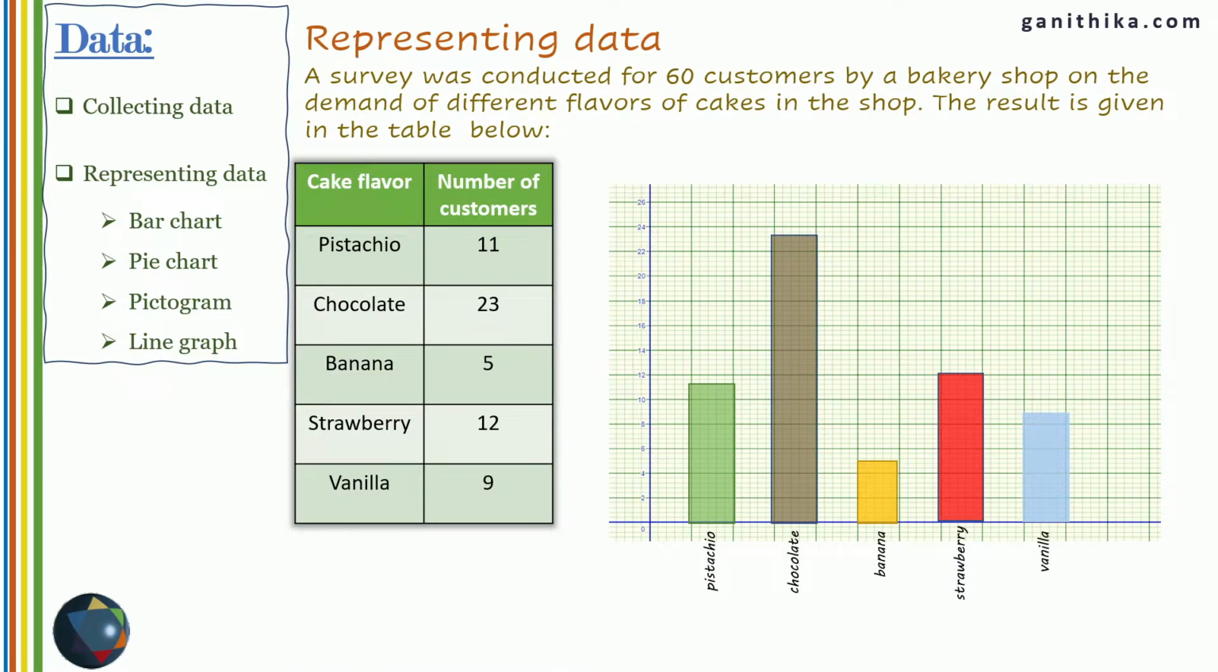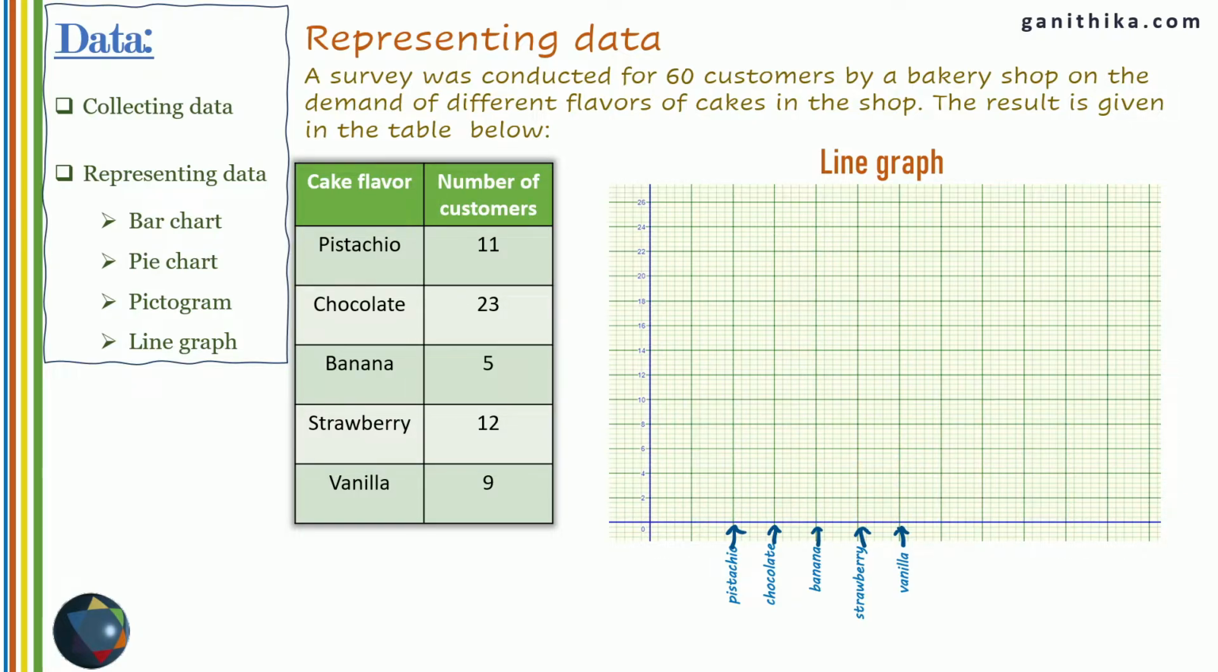Next, we'll go for the line graph. For that, we'll use the same graph that we did for the bar graph, and we will only move the x-axis representation to the line, not between the lines like this. So your pistachio, chocolate, banana, strawberry, vanilla, the categories will be written over the dark lines of the x-axis, and we'll remove the bars. For each of the categories, we will represent the value as a dot against the category.